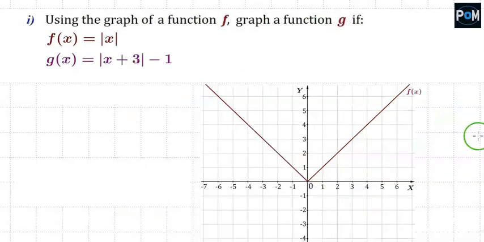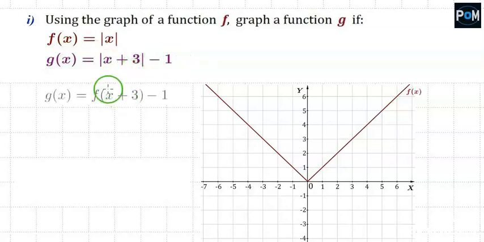We have the function f of x equals the absolute value of x. This is the graph of the function. And you need to draw function g, which has the formula absolute value of x plus 3 minus 1. It's the same as if we were to graph the function g of x equals f of x plus 3 and minus 1. This minus 1 in the vertical direction shifts this graph 1 unit downwards. And this 3 shifts horizontally, and since it's plus 3, it's the opposite of what the sign suggests, so 3 units to the left. We move 3 units to the left and 1 unit down.